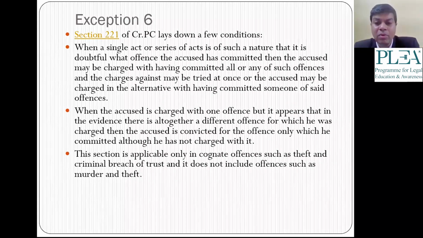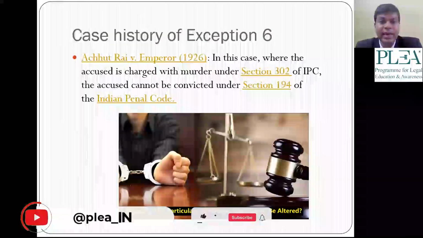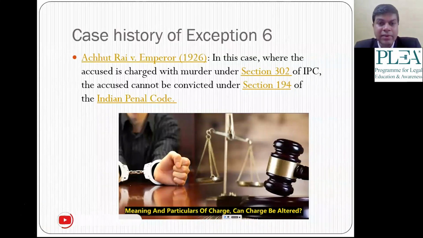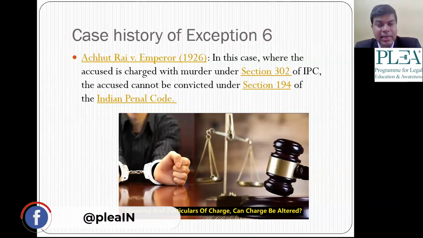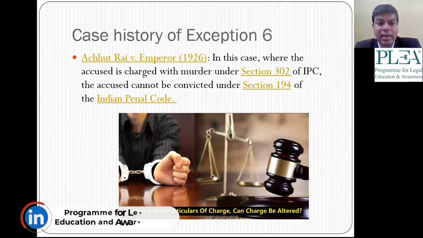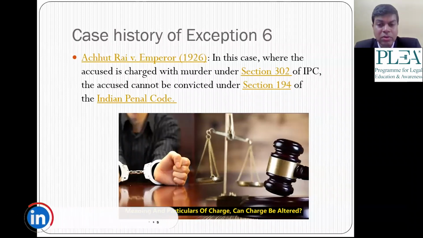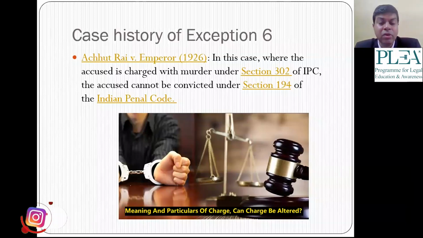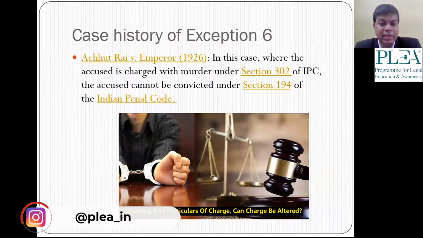This section is applicable only in cognate offenses such as theft and criminal breach of trust, and it does not include offenses such as murder and theft. That is the case history of exception number 6. In the case of Achut Rai versus Emperor, where the accused is charged with murder under section 302 of the IPC, the accused cannot be convicted under section 194 of the Indian Penal Code. So there are exceptions to it, which say that if the accused is charged with murder under section 304 of the IPC, then the accused cannot be convicted under section 194 of the Indian Penal Code.